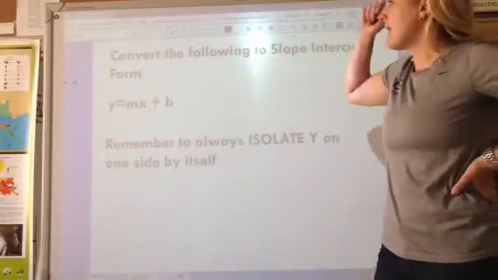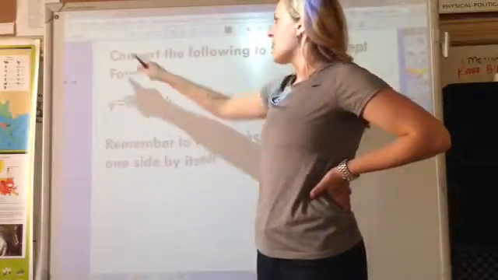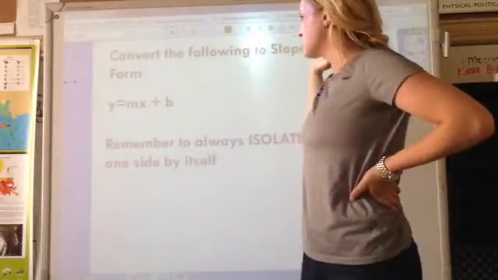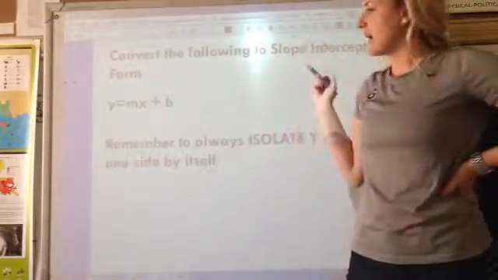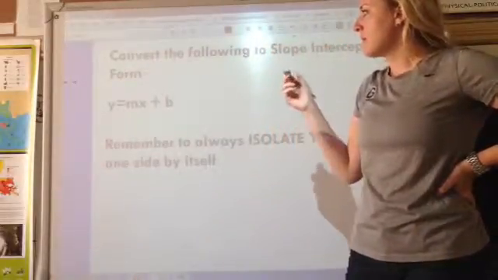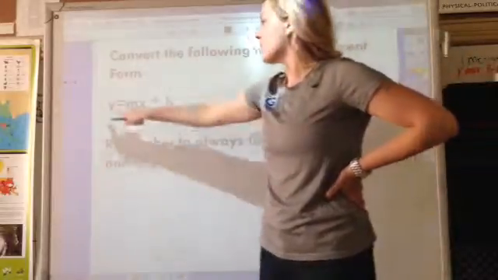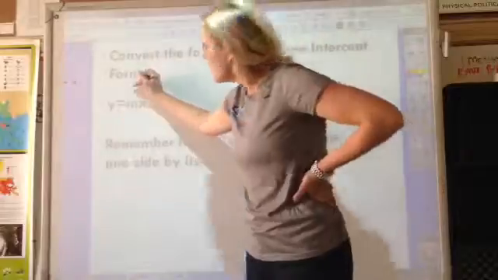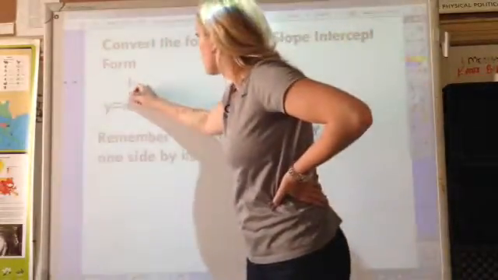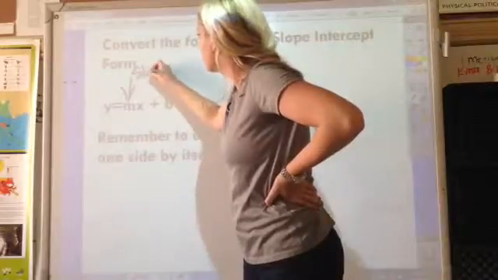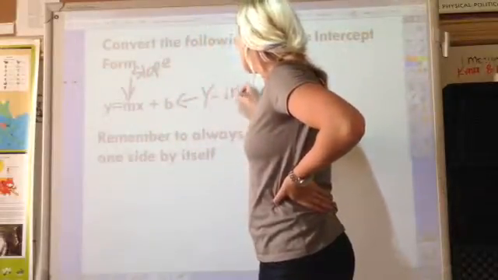On your notes page, go ahead and draw your line. I don't have a line drawn here, but go ahead and draw it on your notes page and write converting in slope-intercept form. So again, I always want to remember my equation. My slope-intercept equation is always y equals mx plus b, where m is my slope and b is my y-intercept.